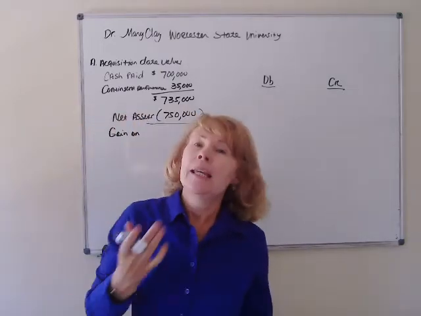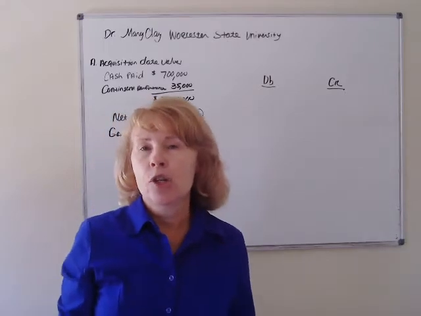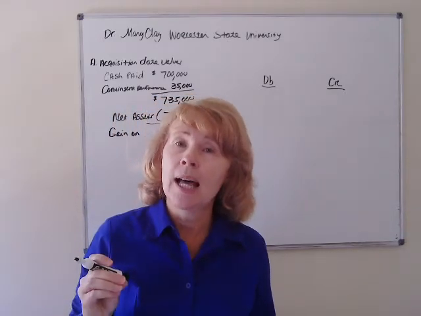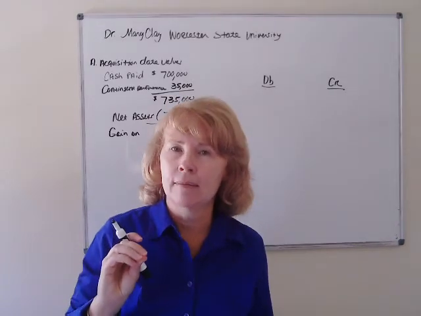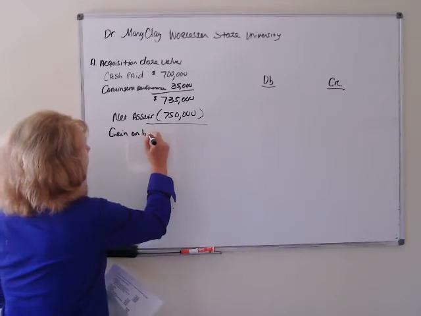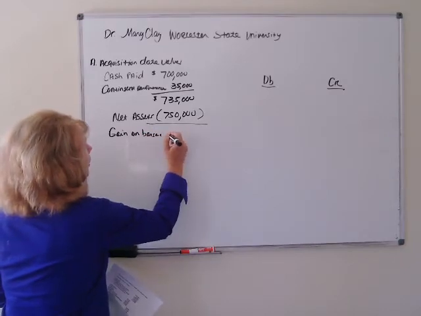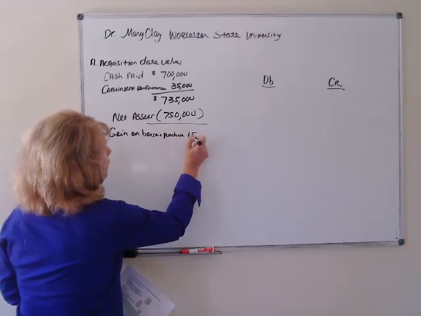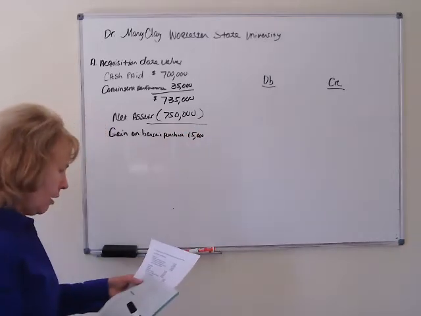if you had me in undergrad, it's gain on acquisition. This textbook calls it gain on bargain purchase. Bottom line is, that's a credit. That is the same as a revenue account. So gain on bargain purchase, that is $15,000. Okay? All right.